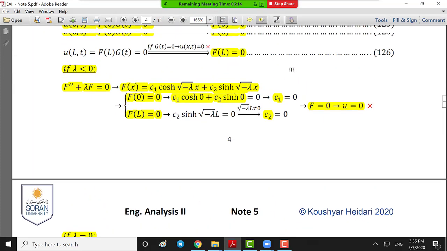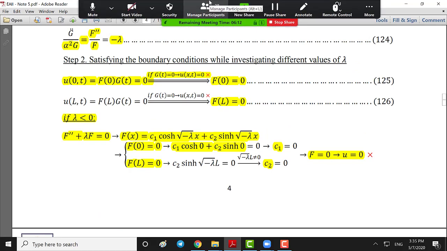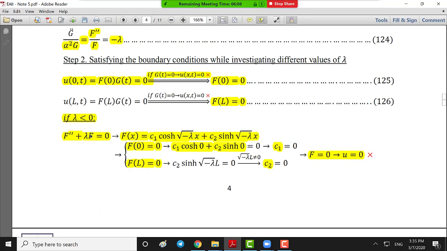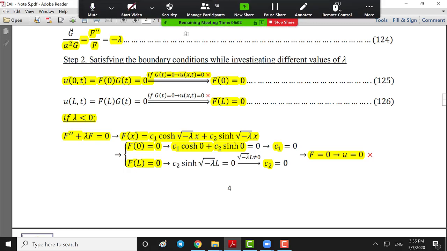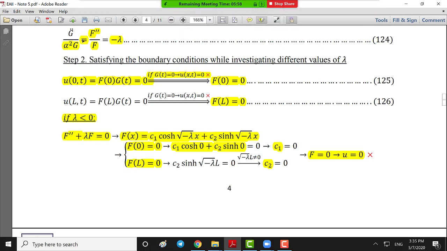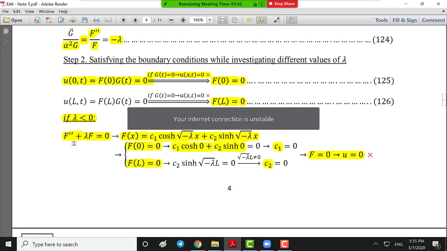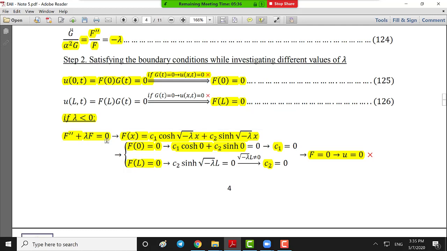No, can't be shown. Mohammed, is that you? Look, Mohammed. Here, imagine that we wanted to use it with the time ODE. What would happen? We would have G double prime over alpha squared G equal to minus lambda. And that is what? That is G double prime plus alpha squared lambda G equal to 0. Right? Do you agree, Mohammed?